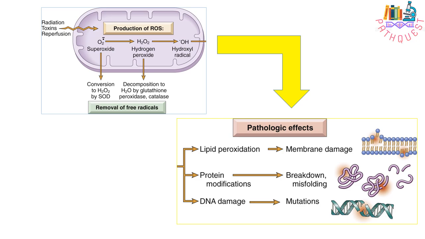Let's see what are the effects of excessive synthesis of reactive oxygen species. Excessive synthesis of reactive oxygen species results in oxidative stress, which has various pathologic effects like lipid peroxidation resulting in membrane damage, protein modifications resulting in breakdown and misfolding of the proteins, and DNA damage resulting in mutations, which result in various effects like aging and neoplasia or cancer formation.